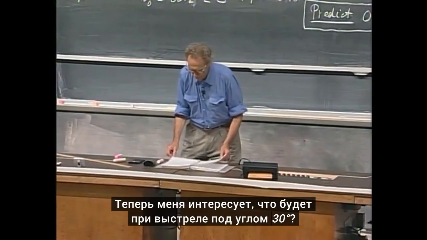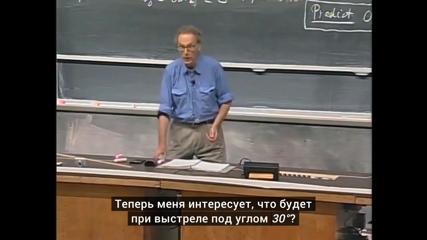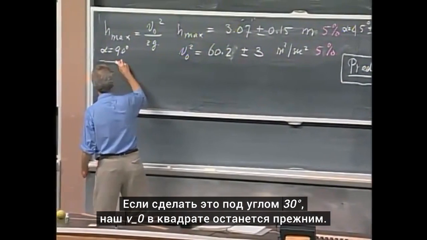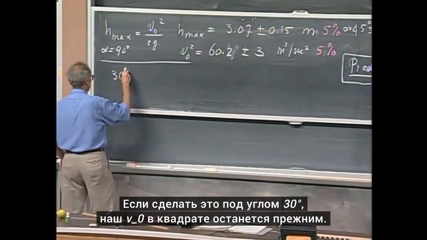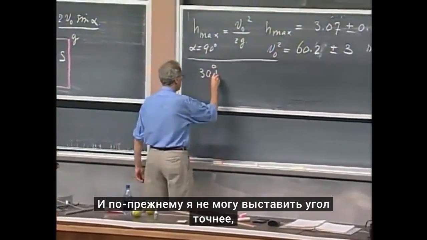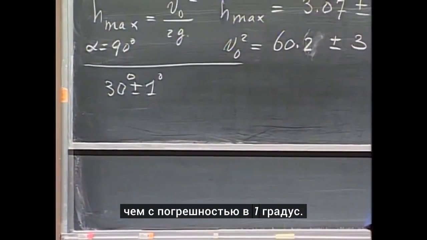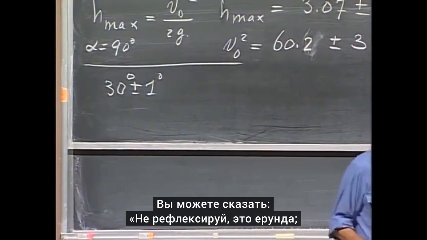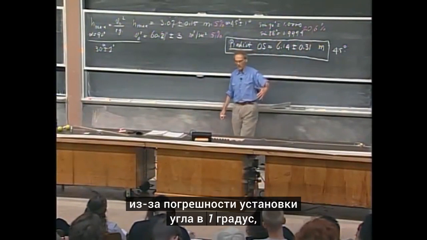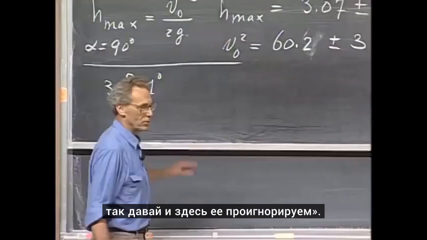So now, I wonder what happens if I fire the ball at 30 degrees. Well, if I do it at 30 degrees, then my V0 squared is the same. I don't have to worry about that, I hope. However, I cannot be certain about the angle to better than 1 degree. So you will say, well, come on now. Don't be decadent. I mean, here we had an error of only 0.06% because of this 1 degree possible offset. Let's just ignore this error too.